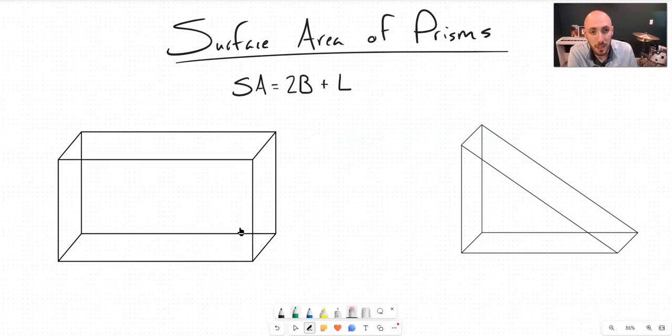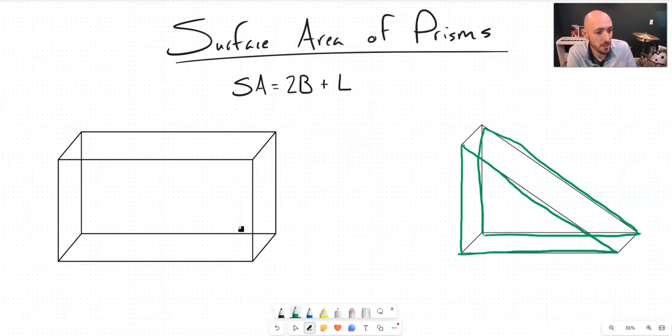With prisms that are not rectangular prisms, triangular prisms, trapezoidal prisms, things like that, the bases are always going to be the faces that are not rectangles, right? So over here we've got a triangular prism, and so our bases are going to be the triangles. So we can see this front face here is a triangle, and the back face here is also a triangle.